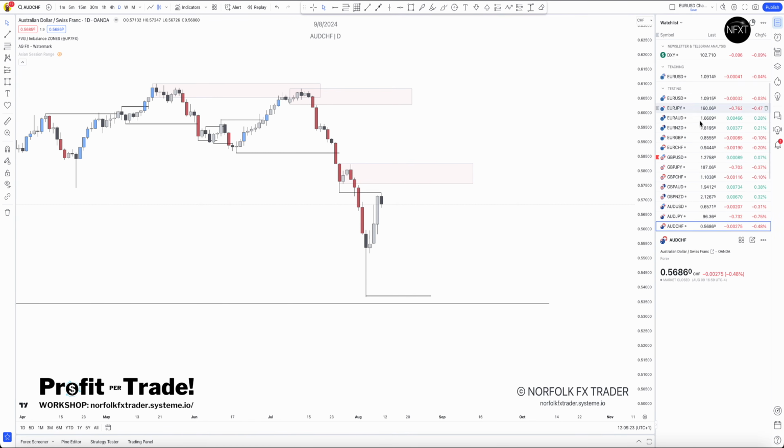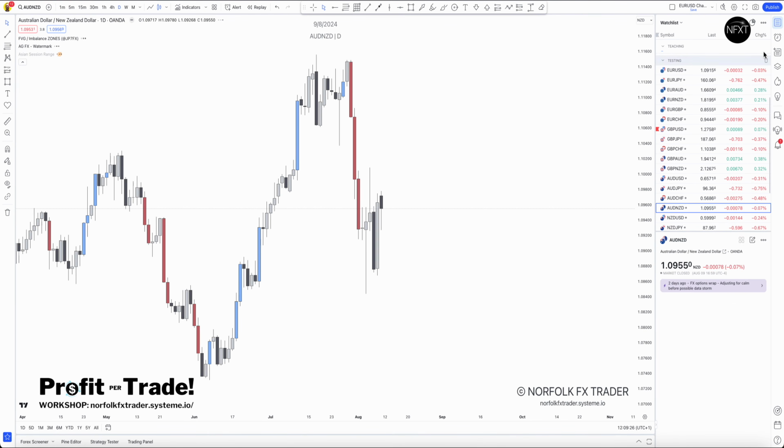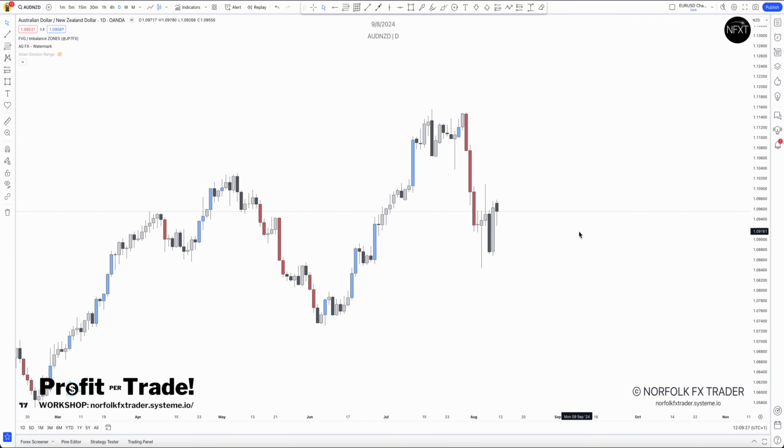Let's go to the next pair, and that is the Audi New Zealand. So now we're looking at the strength and weakness crossed with the Audi and the New Zealand. Which one of these is actually stronger?